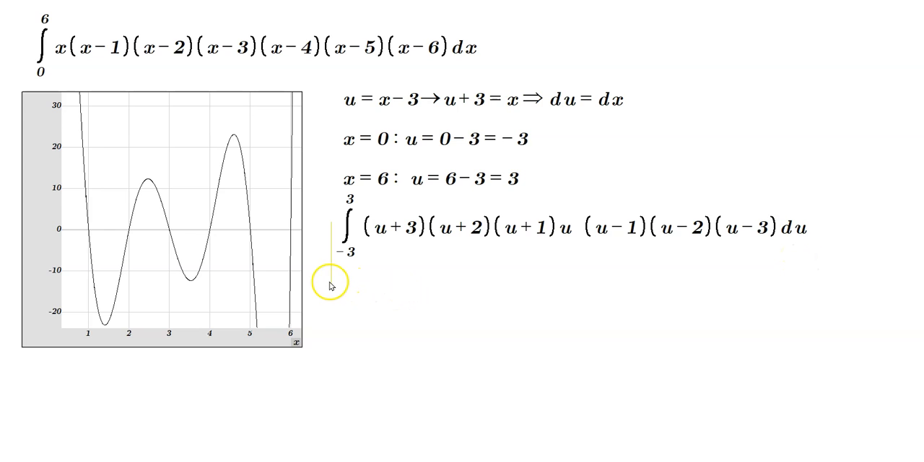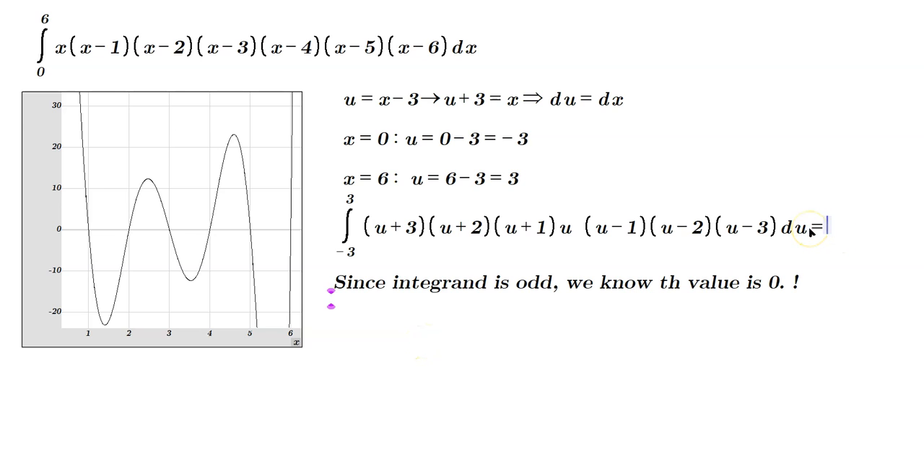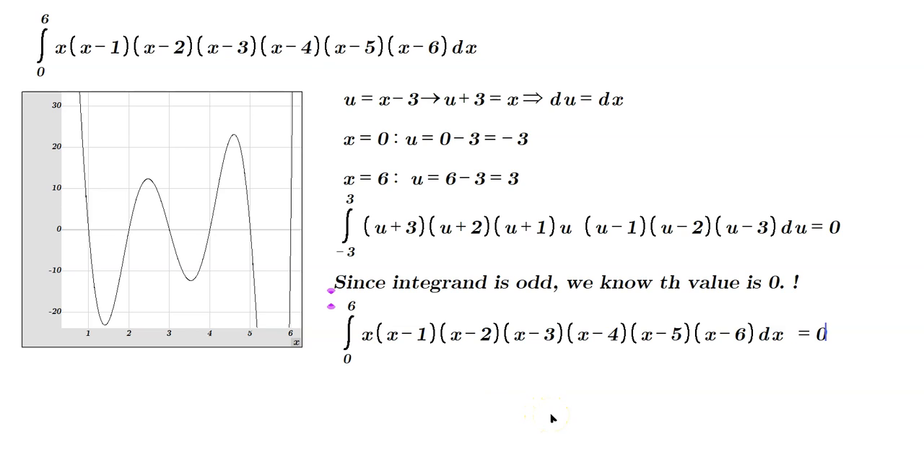Now we've transformed this. Does it have any desirable characteristic or property that will allow us to find the value of the original integral pretty easily? What it does have is the following: it's odd. Since the integrand is odd, we know the value is 0. Simple, you see, once we have that characteristic recognized. Since this is equal to 0, this tells us that the original integral is also equal to 0, and we didn't have to do any crazy multiplying out of all of the factors to form a polynomial.